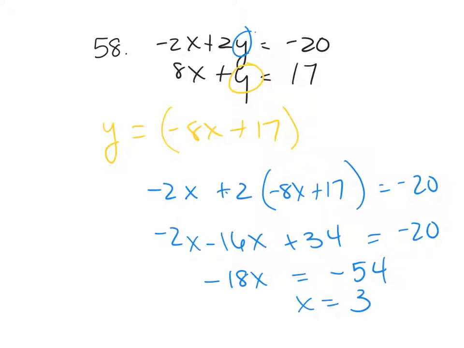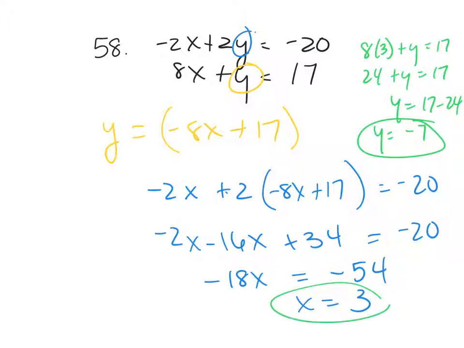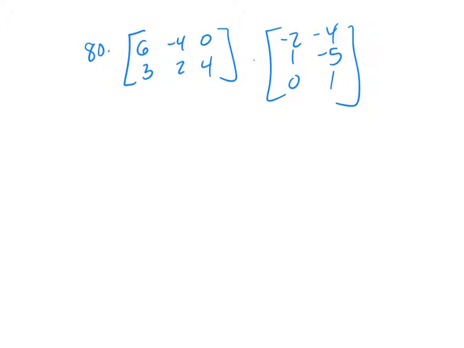And then we plug that 3 into either one of the original equations, so 8 times 3 plus y equals 17. 24 plus y equals 17. Y equals 17 minus 24. So that's, I think, negative 7. Y equals negative 7. Okay, the first thing I do on these is put the dimensions down.